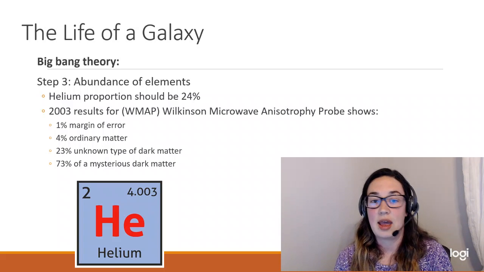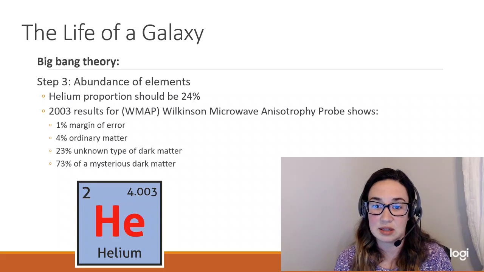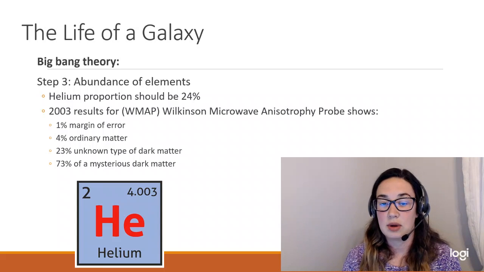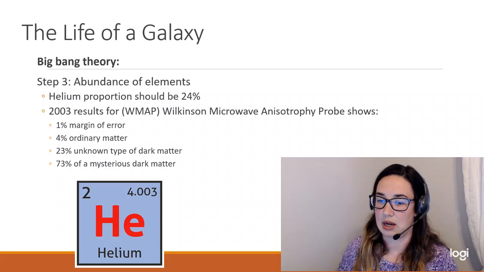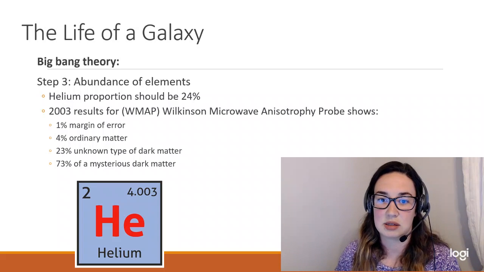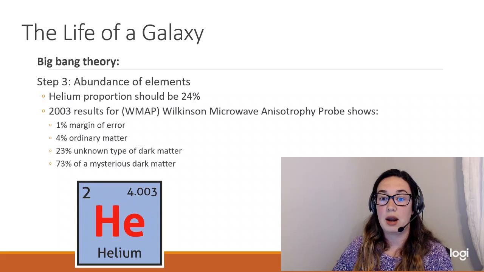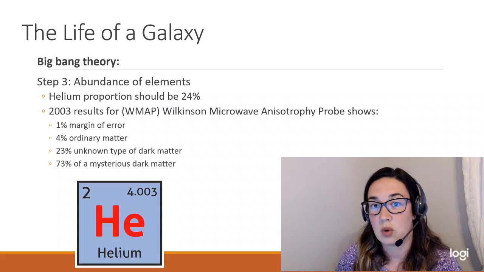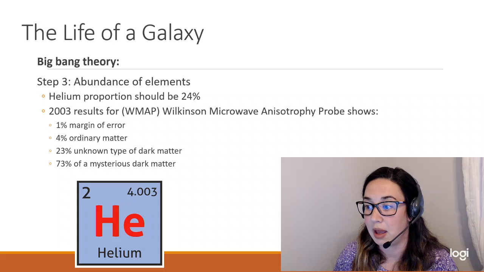After this probe did all of its measurements, we do see that there is ordinary matter that exists. So we do have helium in that ordinary matter, but we do have other unknown types of dark matter that exist in space as well. But we do have an abundance of these elements. We have a lot of dark matter. We have elements that exist in space. And so this is one of the third ways in trying to prove the Big Bang theory.